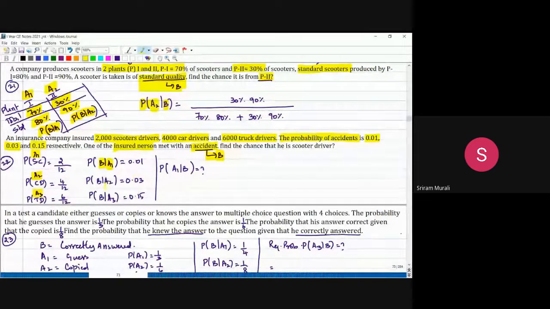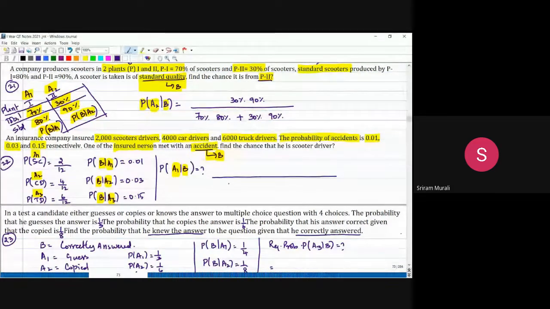If it is a car driver, the chance of getting an accident is 3%. Truck driver 15%. So this is all given to us. Now 1% met with an accident, that is B. If it is a scooter driver, A1 will come. Had I said car driver, then A2 given B will come. If I say truck driver, then A3 given B will come. So for the given B given A1, B given A2, B given A3, we can find what is A1 given B.